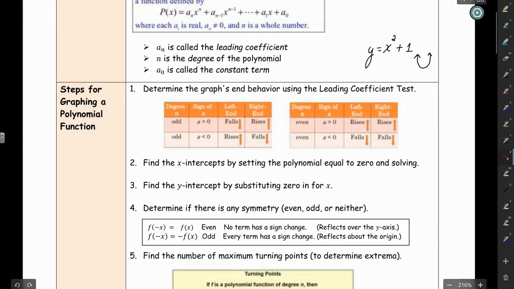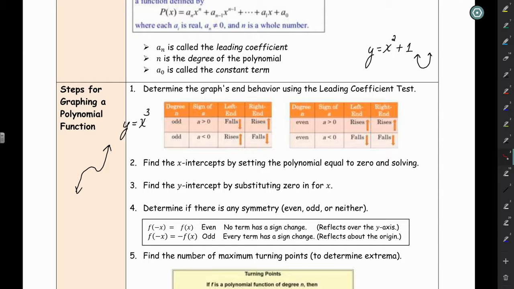Now, let's look at another example. Let's say that we have y equals x cubed. Well, again, I know from experience that that graph looks like this, but you may not realize that. So looking at this polynomial, the degree of the polynomial is 3. 3 is an odd number. The value of a is 1, that's greater than 0, so I know the left end falls, that's this, and the right end rises, that's this.